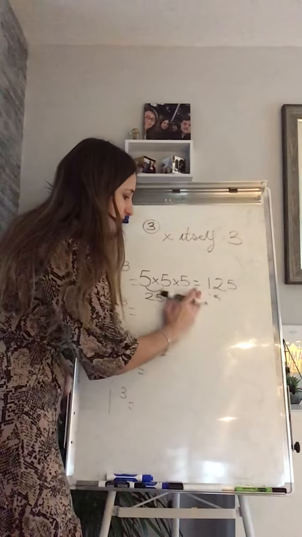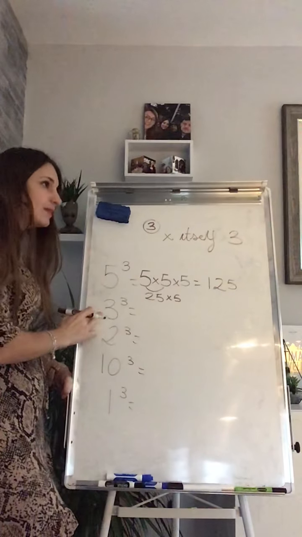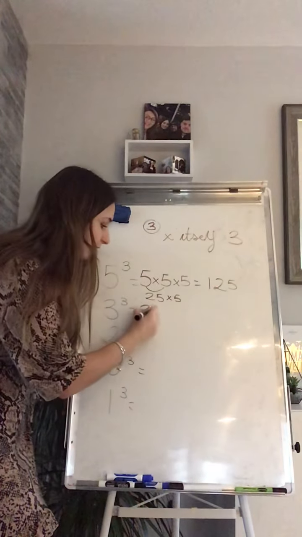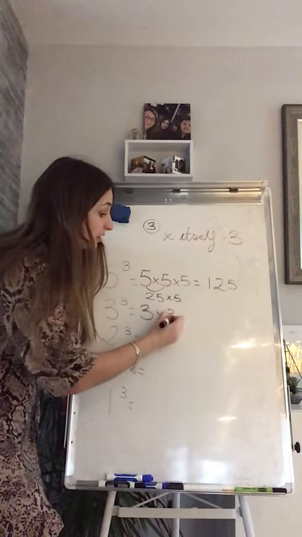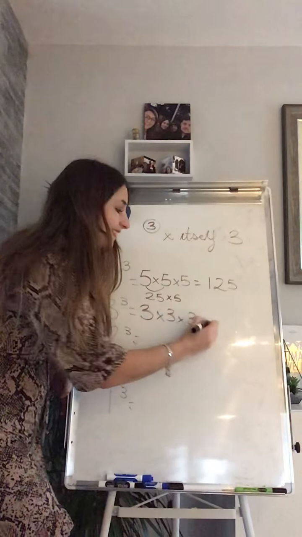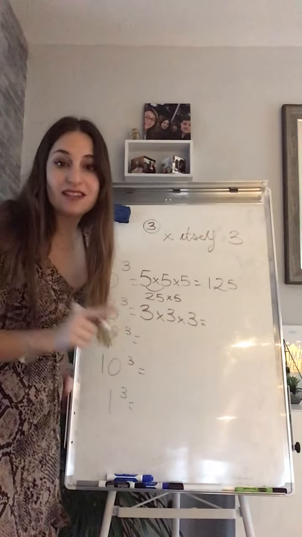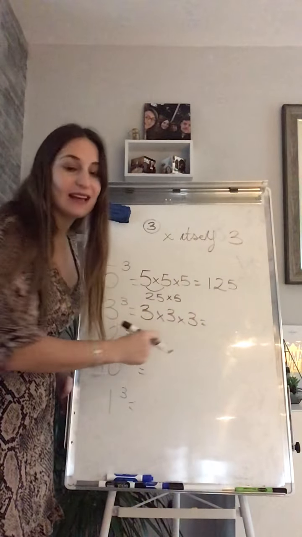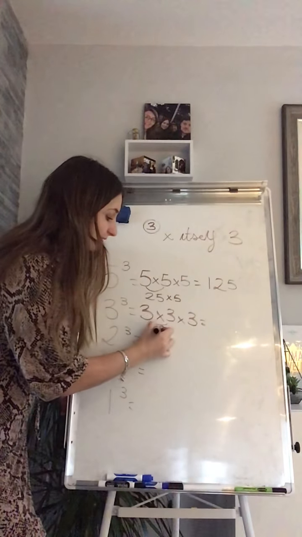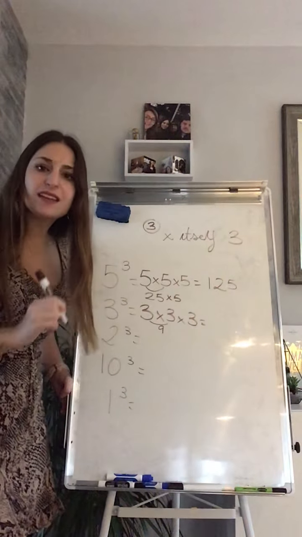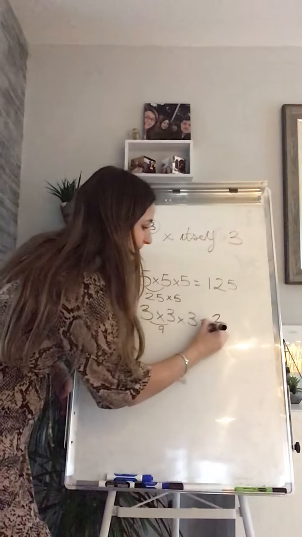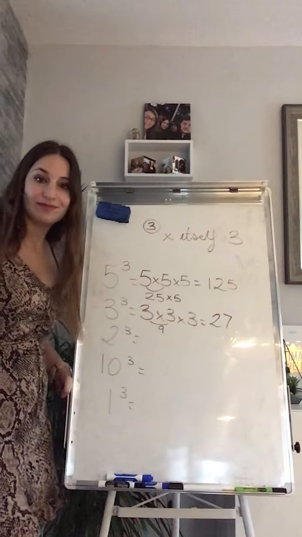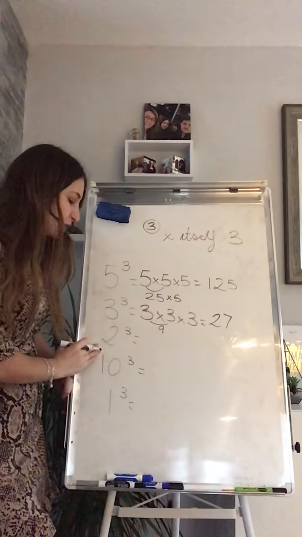Let's move to my next one. I'm going to wipe this off now. 3 cubed. That means that I have 3 times 3 times 3, 3 times itself 3 times. 1, 2, 3. 3 times 3 is 9. And 9 times 3 is 27. Okay?